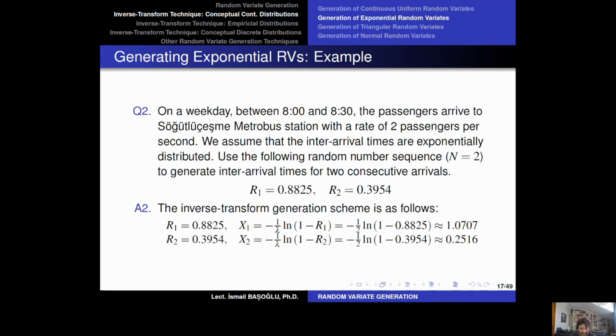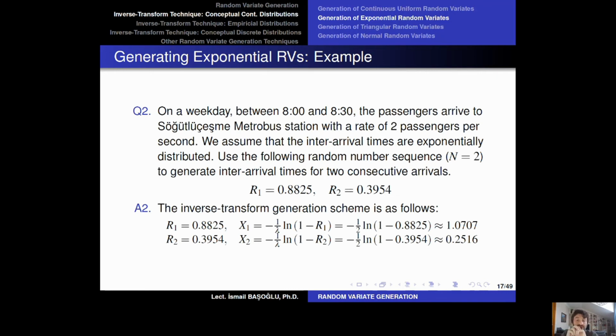So this is the second practical example where we are going to generate exponential random variables using the inverse transform technique. It says, on a weekday between 8 and 8:30, the passengers arrived to Söğütlü Çeşme metrobus station with a rate of 2 passengers per second. So Söğütlü Çeşme metrobus station, it's a crowded place, right? We can say that according to the statistics, the average rate of arrivals is 2 passengers per second. At every second between 8 and 8:30, 2 passengers are arriving to that station.